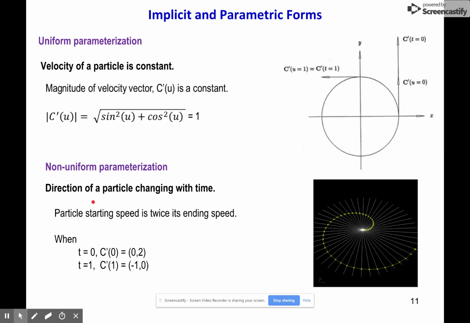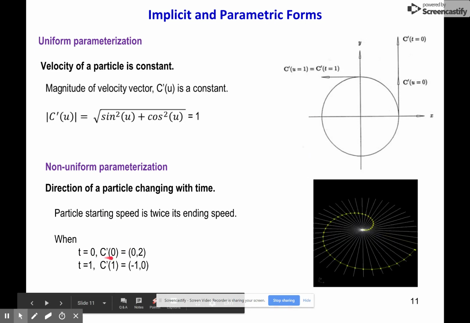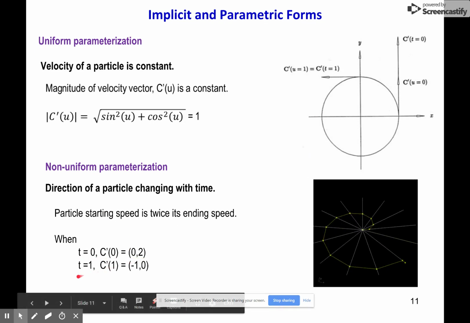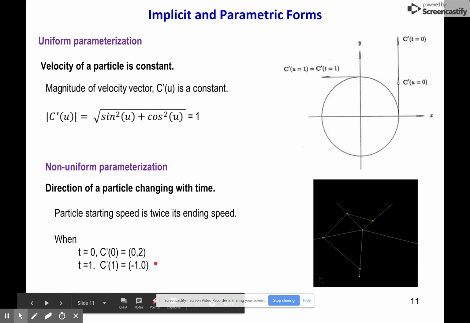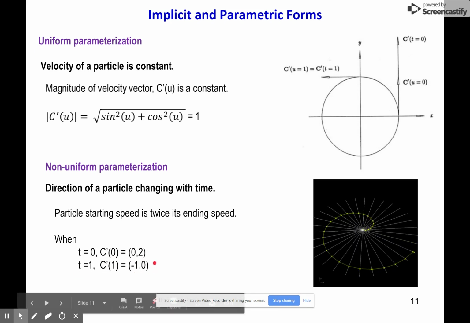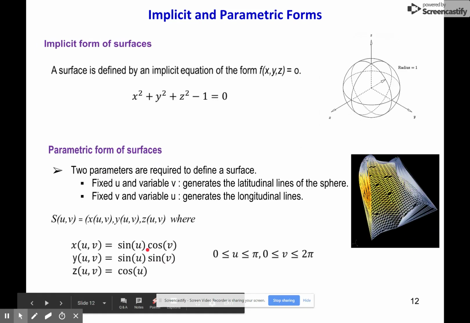In non-uniform parameterization, you can observe that at time t equal to 0, the acceleration is 2, and at time t equal to 1, the acceleration is 1. So basically, as time progresses, we have a change of acceleration, which leads to non-uniform parameterization.